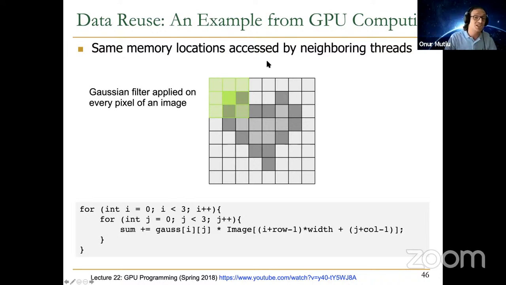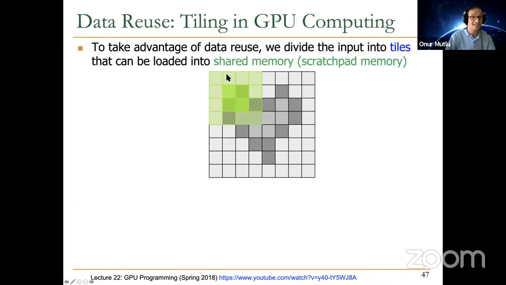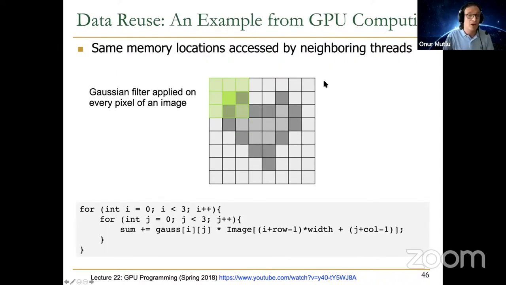Maybe you want to partition the image into smaller tiles, basically divide the input into tiles such that they can be loaded into the shared memory or scratchpad memory in GPUs, for example, at a given time. So maybe your entire image doesn't fit into your scratchpad memory, but a piece of the image fits. And the filter is applied to the piece of the image first. And then you exploit the locality in that piece of the image a lot. And then you move to the next piece of the image. And that's the idea of blocking and tiling.